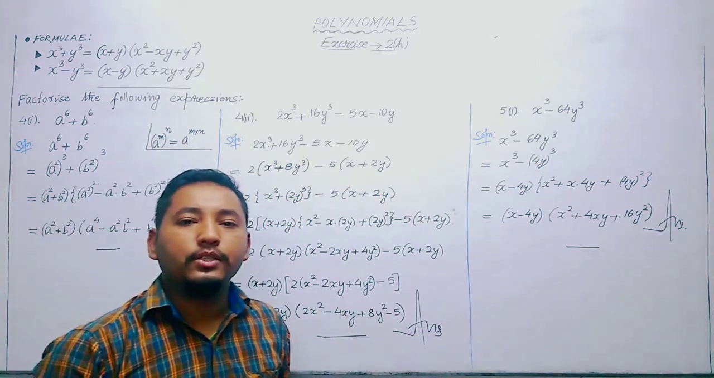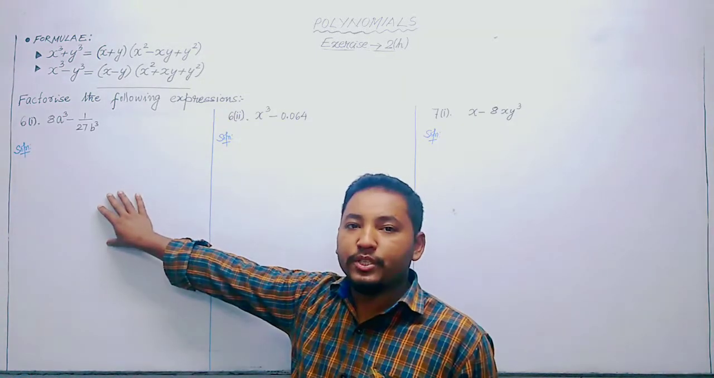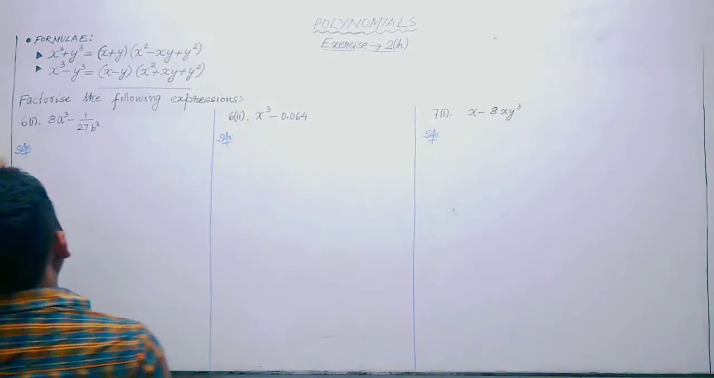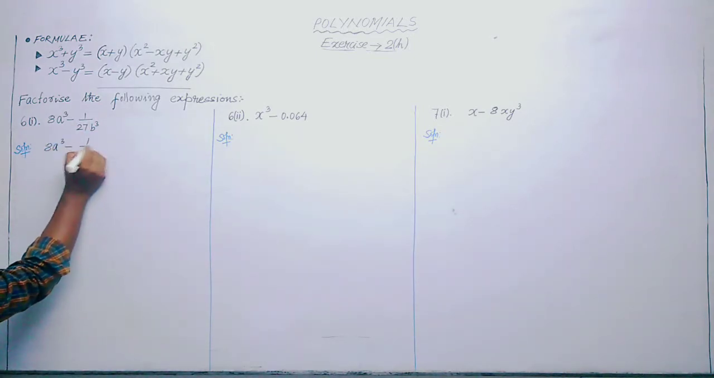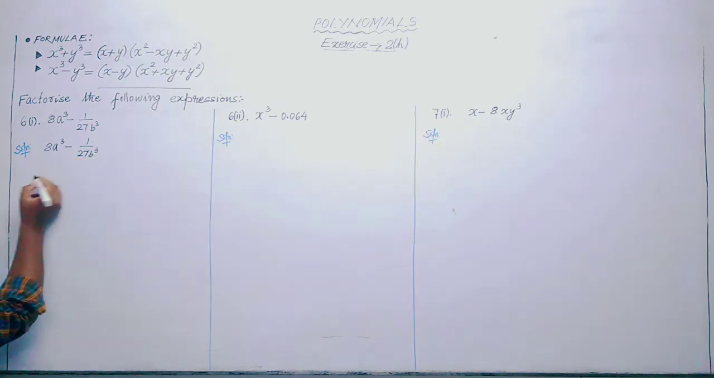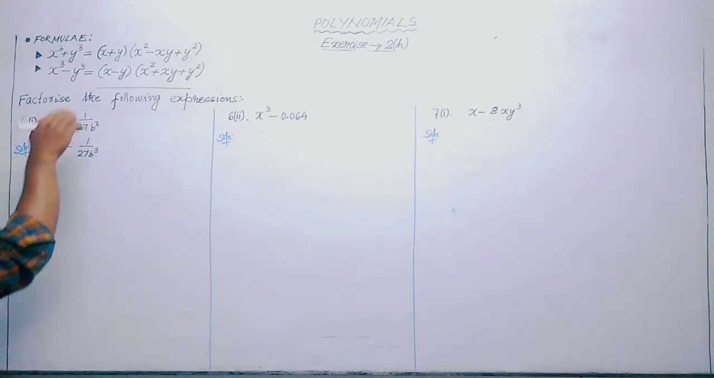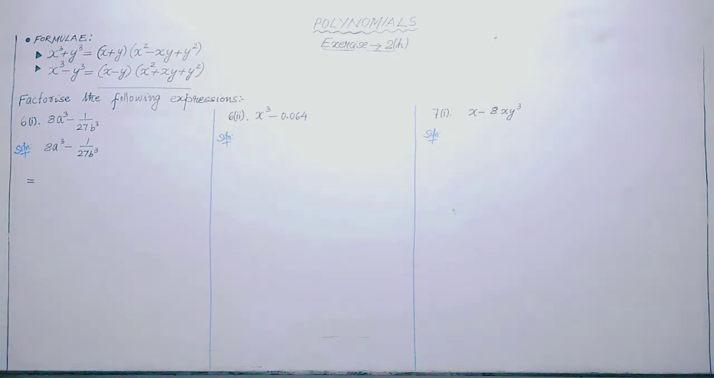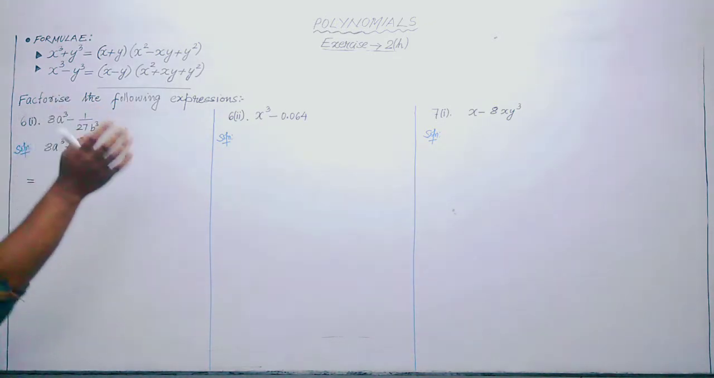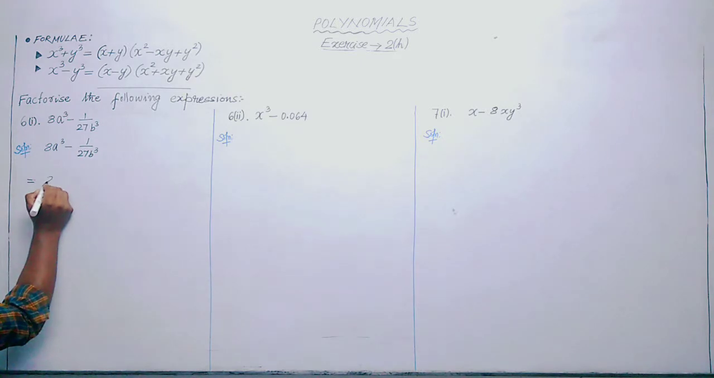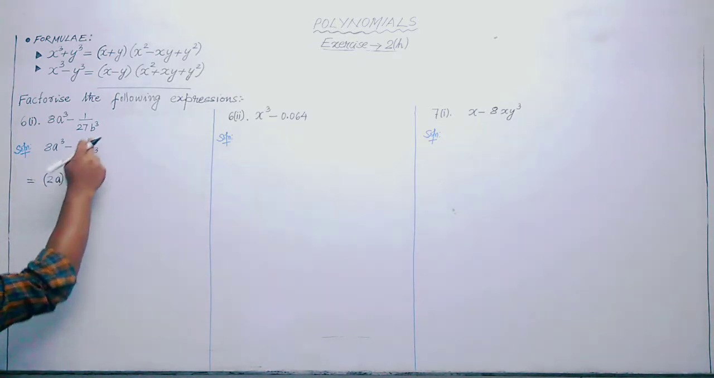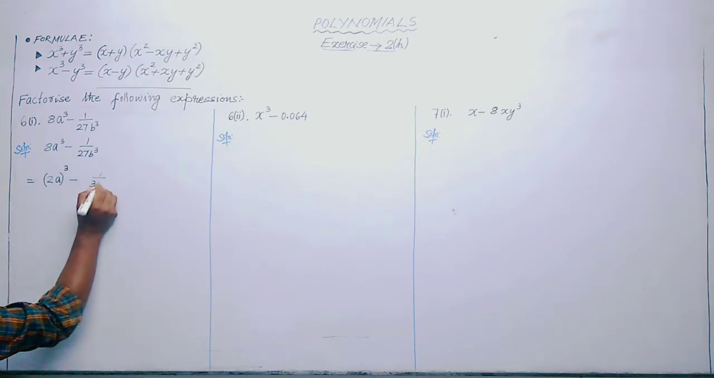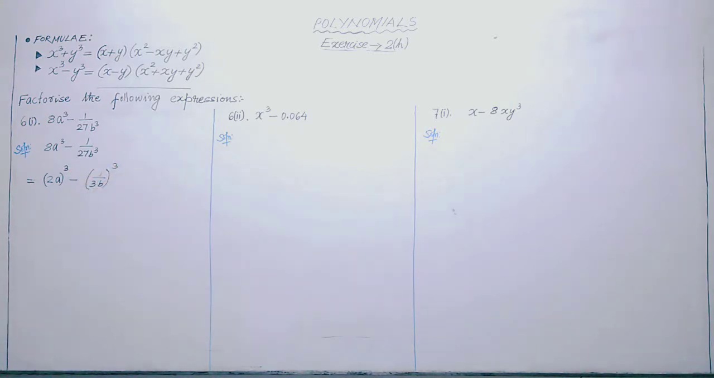Let us solve some more questions. Let us try these questions now. First, number 6 sub 1, which says 8a cube minus 1 by 27 b cube. Similar questions we have already done for formula number 1, that is x cube plus y cube. Now it is for x cube minus y cube. Now 8 can be represented as 2a whole thing cube here, minus again 1 by 27, I can write down 1 by 3b whole thing cube.